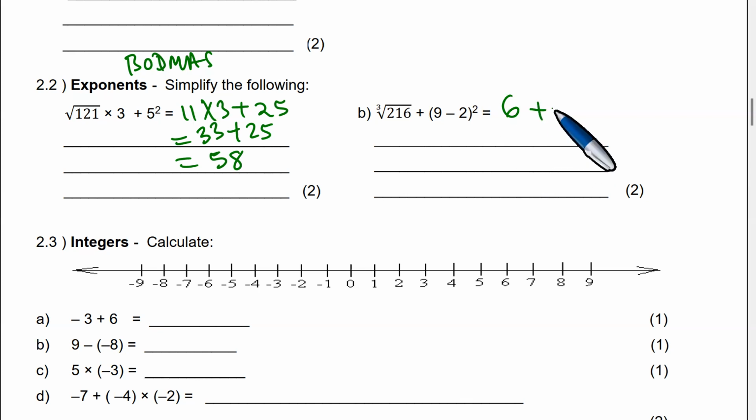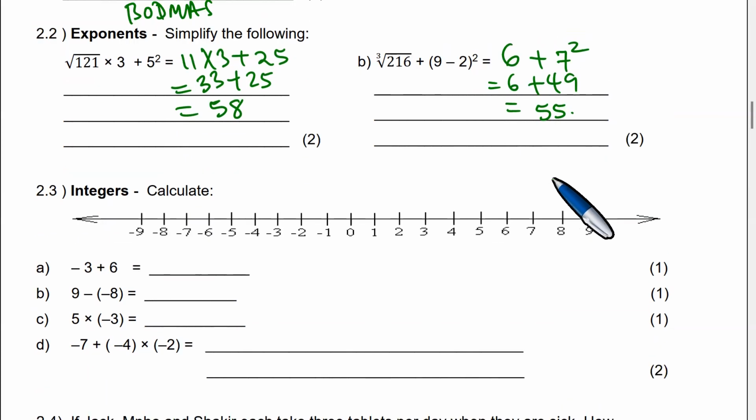What is 9 minus 2? It's 7. What is 7 squared? 39. So the answer is what? 55. The answer is 55.